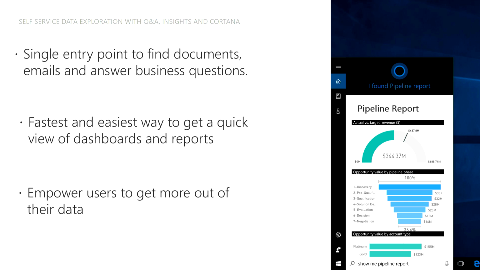So think of Satya, who wants to know how many Windows 10 monthly active devices there are. One way is to ask someone to send a snapshot or a PowerPoint. But another way is to tell Satya, hey, just search for Windows 10 MAD, monthly active devices, and he can find it. That would be a much easier way, since he doesn't have time to open Power BI and then search for favorites or recent. He can just use Cortana and find it.